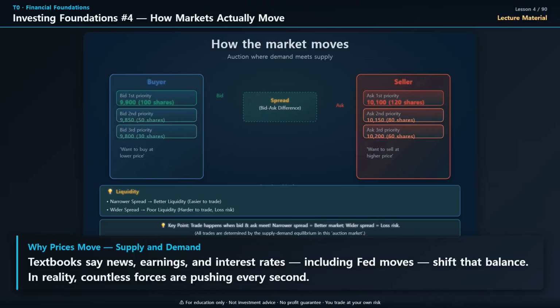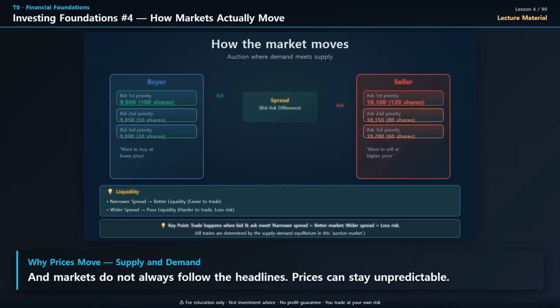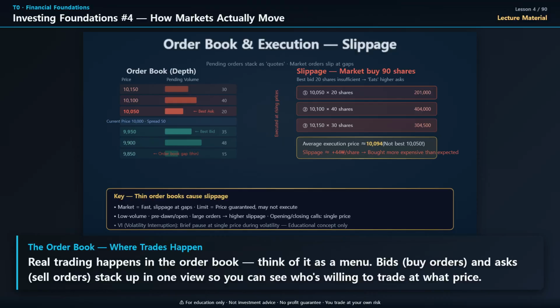Textbooks say news, earnings, and interest rates, including Fed moves, shift that balance. In reality, countless forces are pushing every second. And markets do not always follow the headlines. Prices can stay unpredictable. Real trading happens in the order book.